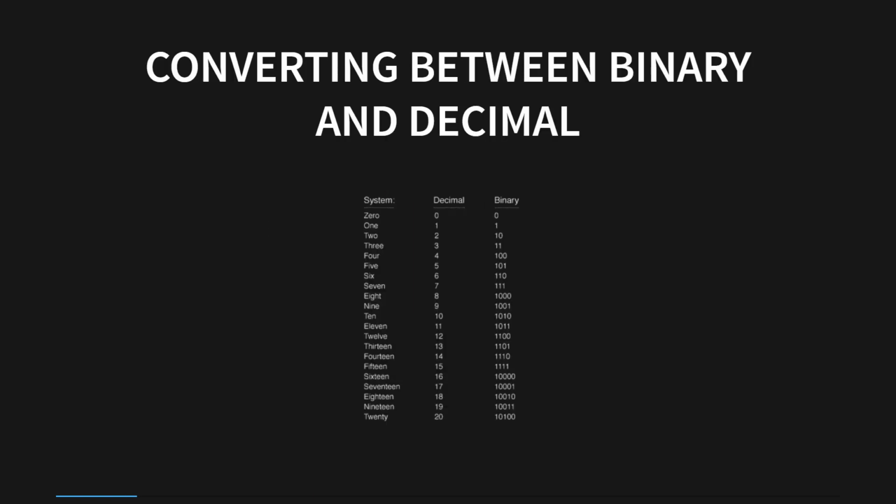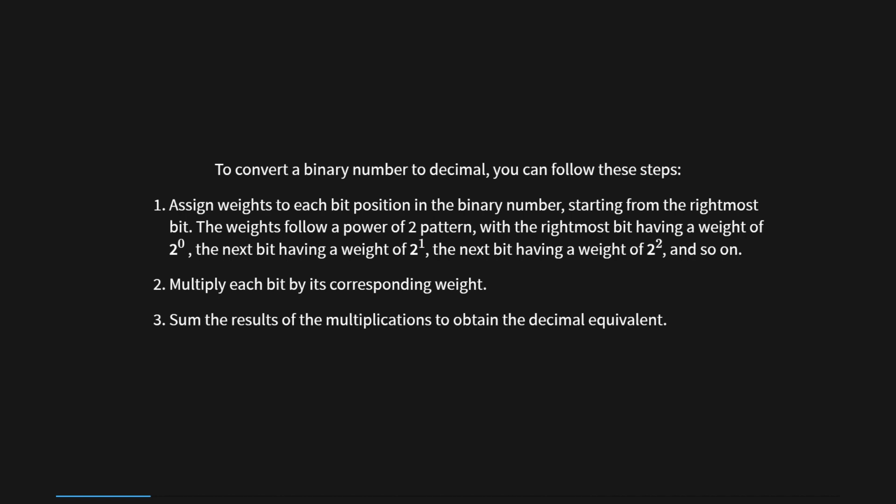Converting between binary and decimal is a fundamental skill when working with IP addressing and understanding network communication. The binary system uses only 2 digits, 0 and 1, while the decimal system uses 10 digits, 0 to 9. Converting between these two numbering systems allows us to represent and interpret IP addresses in different formats. To convert a binary number to decimal, you can follow these steps. 1.